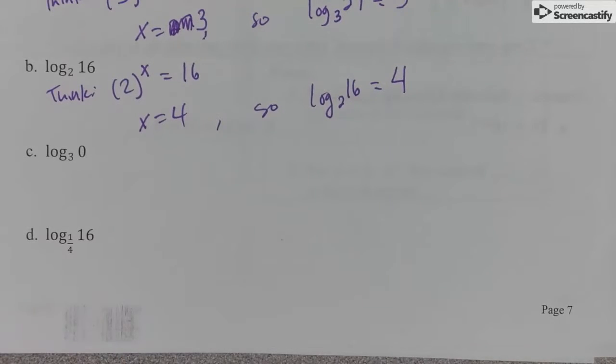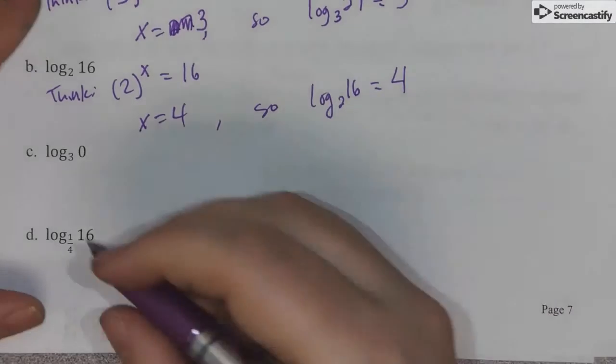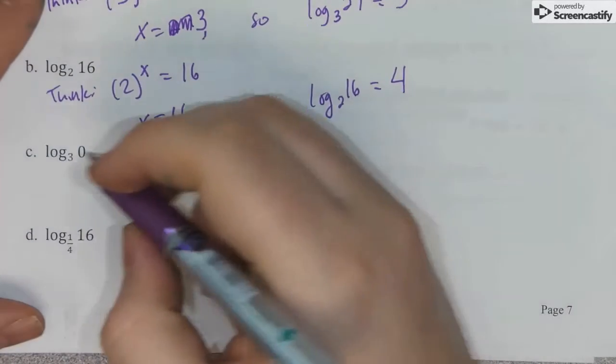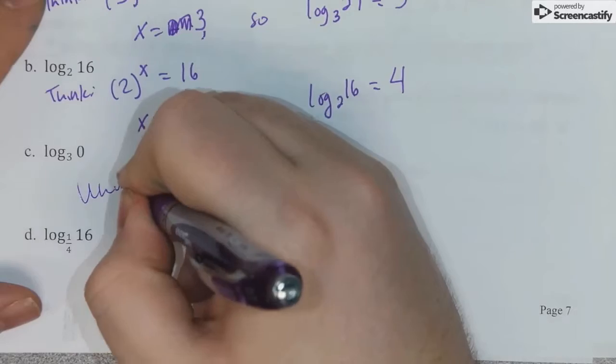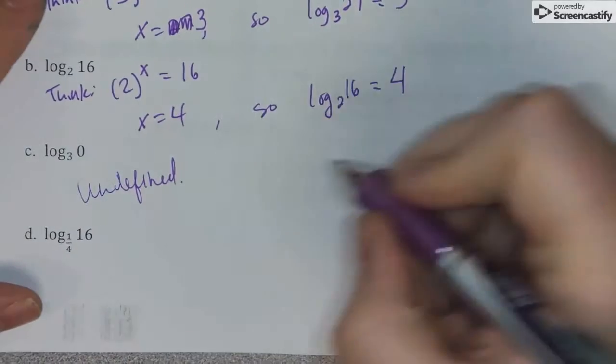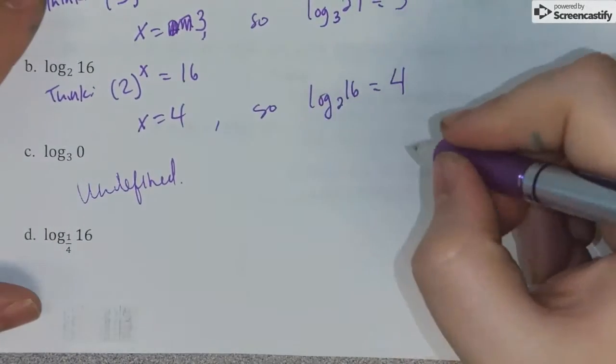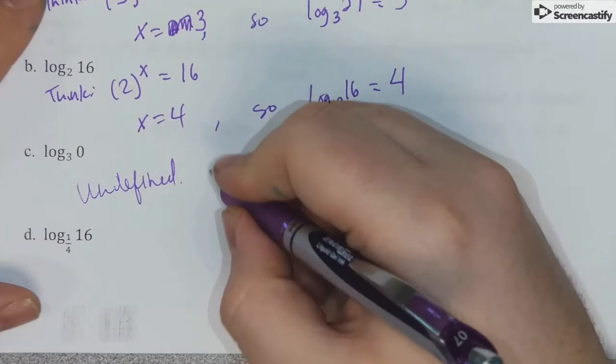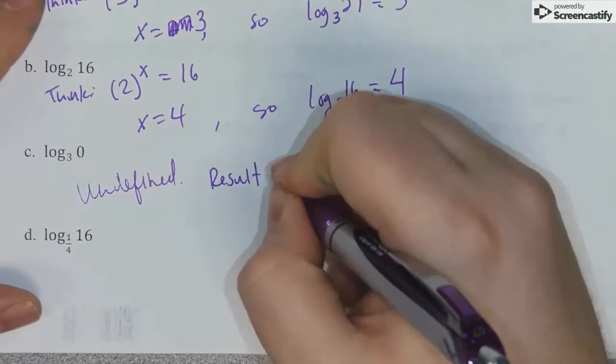Part C, log base 3 of 0. We had a restriction given earlier that said your result can't equal 0. So this one, we could say undefined, because the result cannot equal 0.